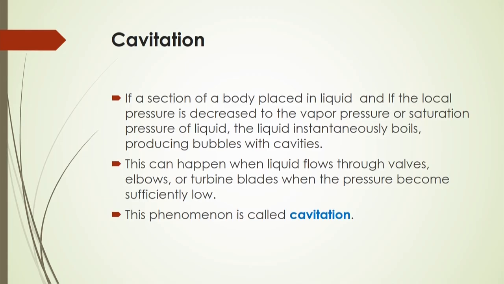So, basically cavitation happens when, in any section of a body placed in the liquid, the local pressure is reduced to the vapor pressure of the liquid. Then there will be a formation of bubbles, and those bubbles will sometimes hamper the flow, and also the valves, elbows and turbines, whenever fluid is flowing through these small sections.